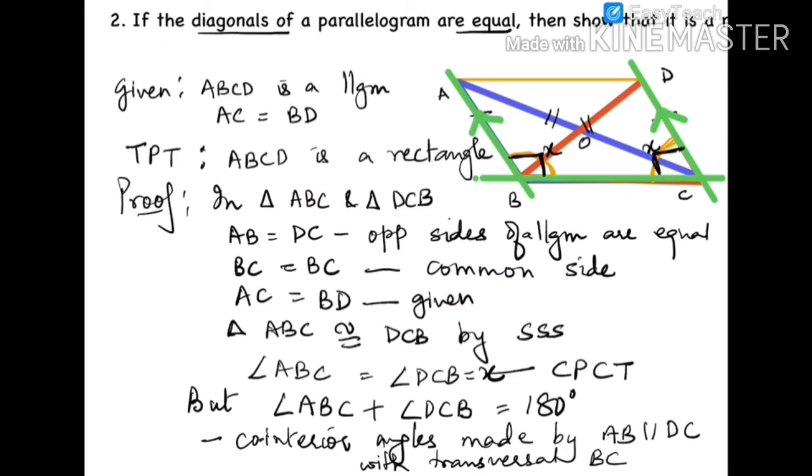But we know that opposite angles in a parallelogram are equal. So angle A will also be 90 and angle D will also be 90. This shows that all angles of this parallelogram are 90 degrees and hence it is a rectangle.